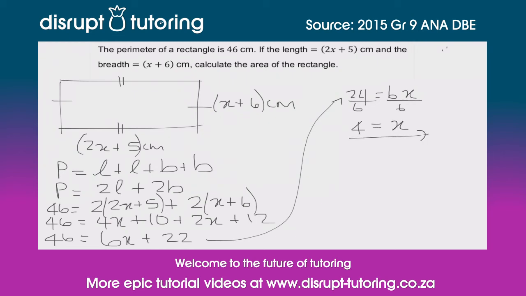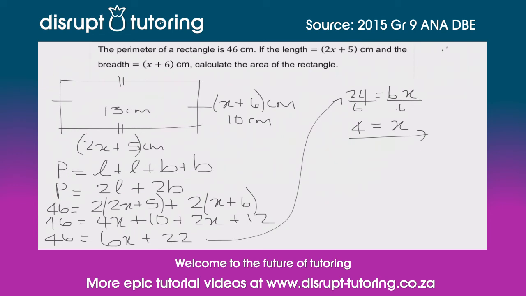Now we need to take that x and plug it back into our breadth and our length in order to calculate the area that they've asked us for. So now let's put that 4 back in. If we look over here and we put the 4 back in over there, we know that the breadth is going to equal 10 centimeters. And if we look over here and we put in our 4 where that x is, that is going to be 2 times 4 is 8 plus 5 is simply 13. So now we've got everything we need. We've got 13 centimeters.